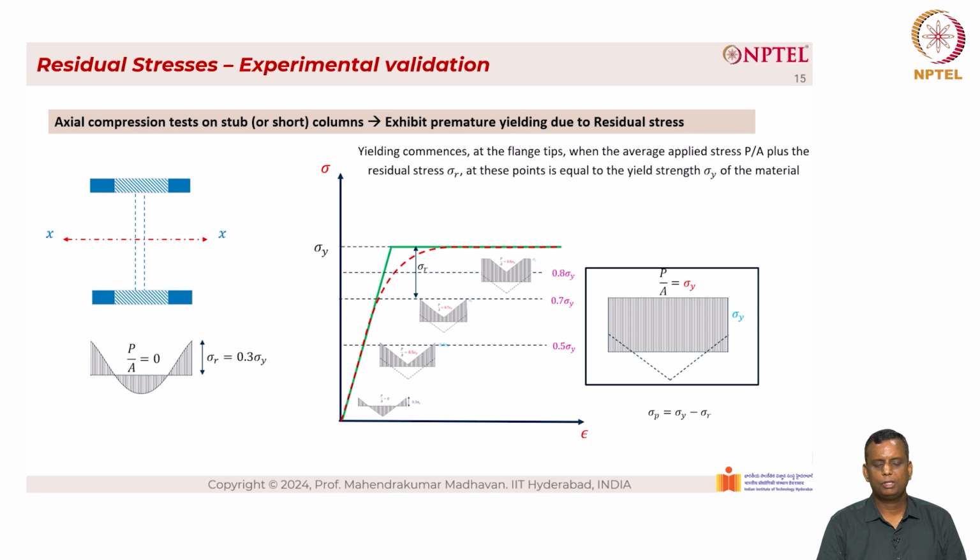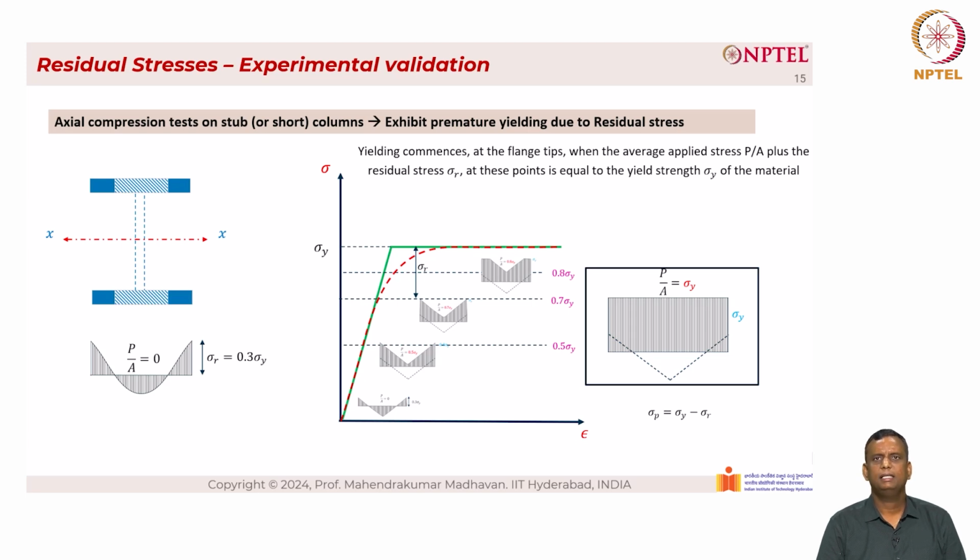The distance between sigma sub P and sigma sub Y is given as sigma sub R, and sigma sub R again is the residual stress magnitude. And the final stress distribution is shown on the right hand side, where P by A equal to sigma Y, and you have this residual stress distribution shown here, and sigma P equal to sigma Y minus sigma R.